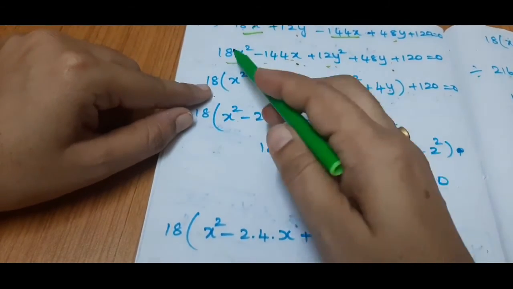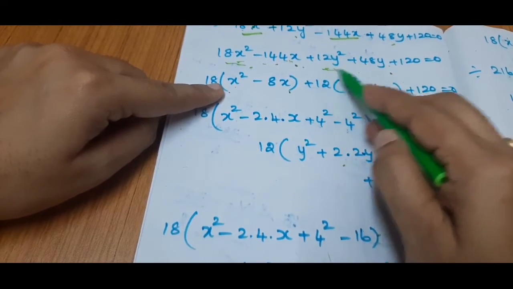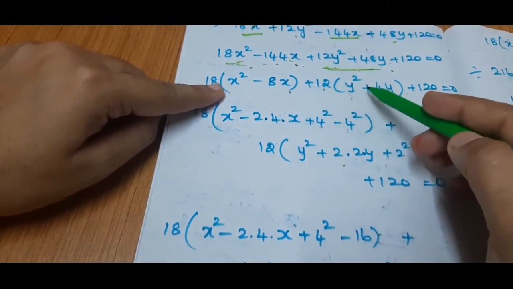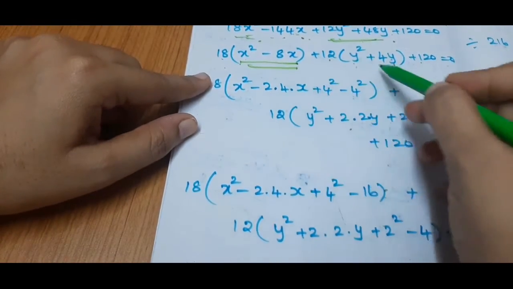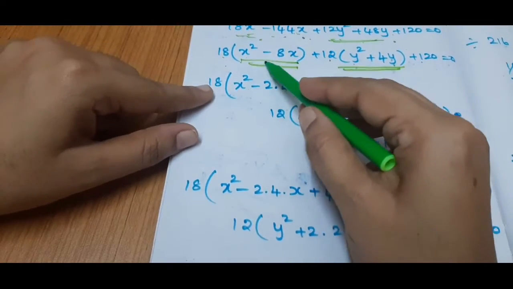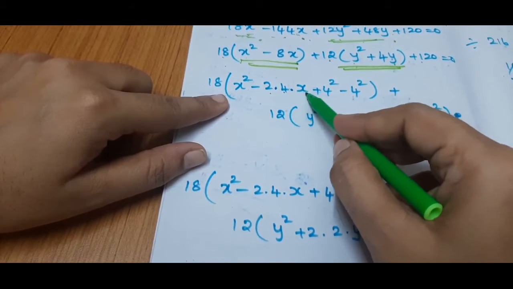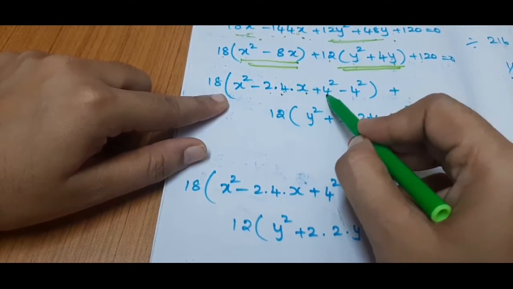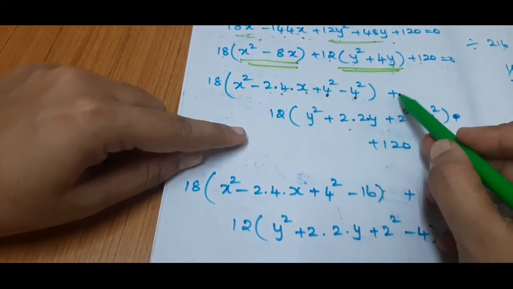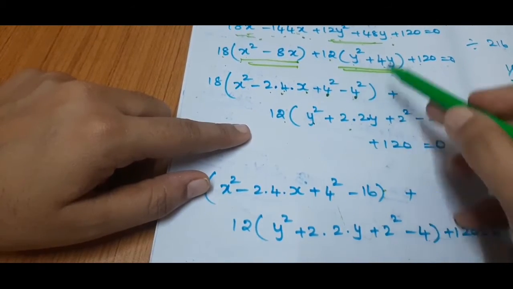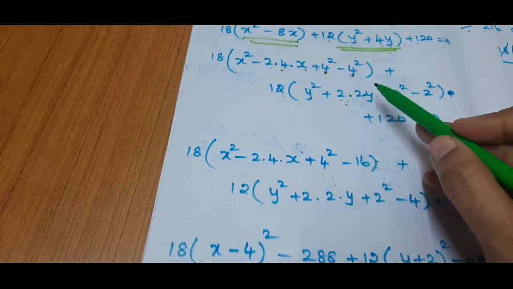So 18 I can take outside: 18 into x square minus 8x. If I take 12 outside, then y square plus 4y plus 120. So I want to make this a perfect square. For that, I can write this as x square minus 2 into 4 into x. In place of b you have 4, so I am adding 4 square and subtracting 4 square. Plus 12, this 4y I can write as 2 into 2 into y. So I want to make it a perfect square.